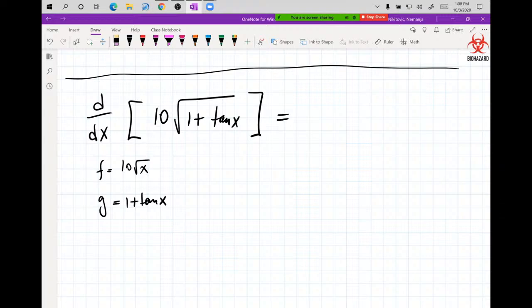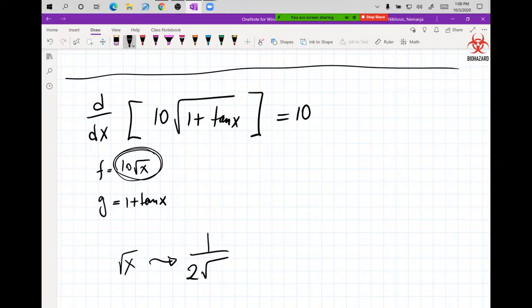And then I say, aha, what is the derivative of 10 root x? Well, I know I have to copy 10. Then maybe you memorized that the derivative of root x is 1 over 2 root x. Maybe you memorized that, maybe you didn't. Right? I can't help there.